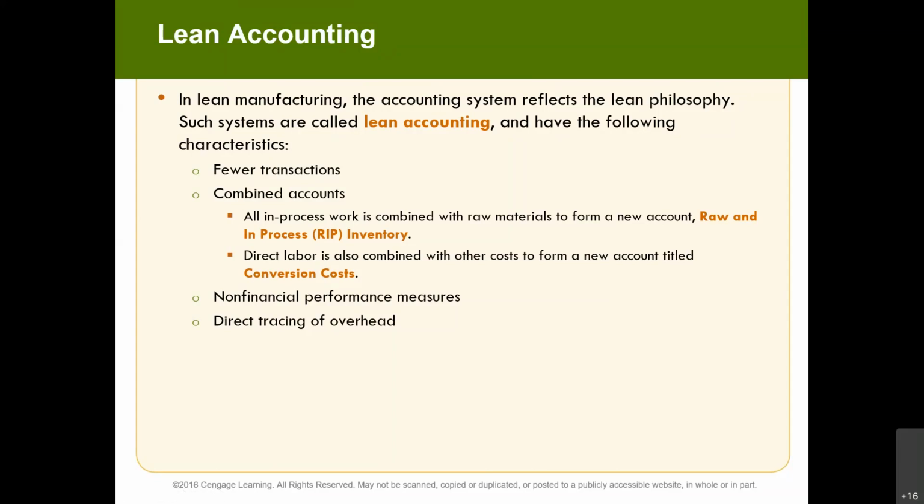Now, within the combined accounts, we have our work in process accounts. We combine those with raw materials. We have combined accounts with raw materials. All those together can be combined into one account just to make things more efficient. We also have direct labor, which can be combined with other costs to form a new account called conversion costs. And that's the concept of lean accounting. It's basically less transactions, which is the point we're trying to get across here.